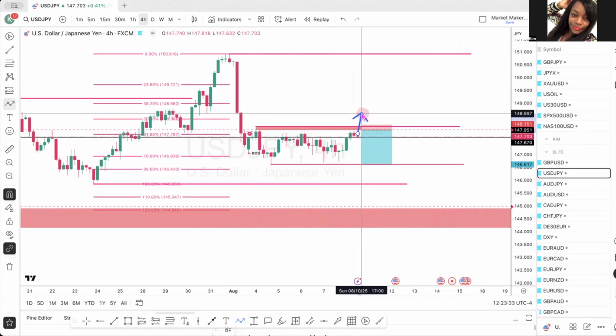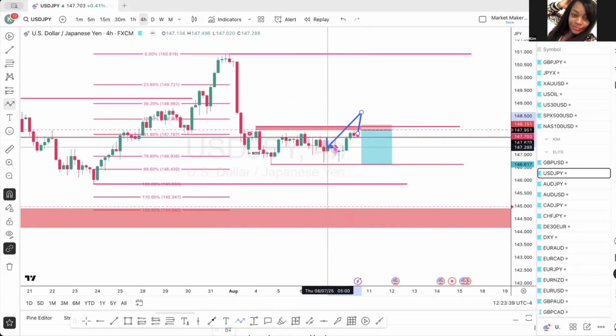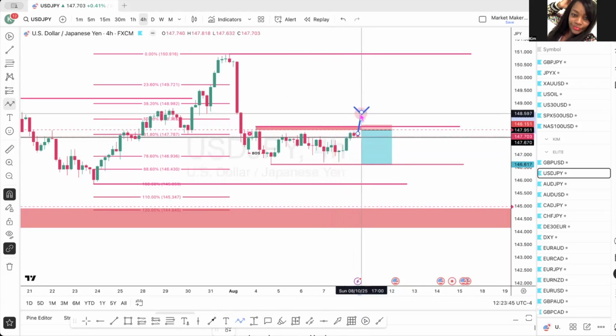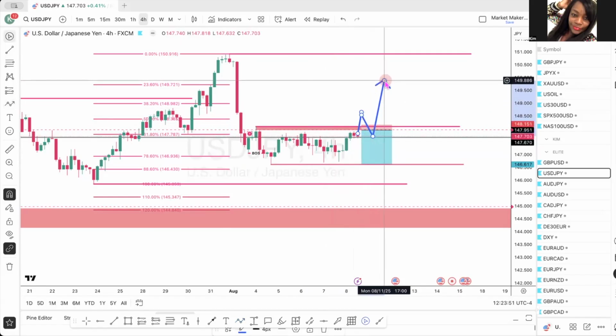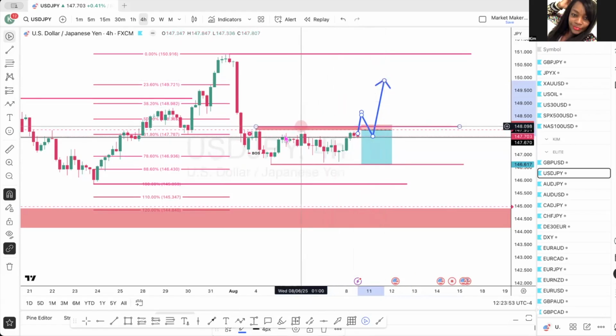If price closes above here on the 4 hour, because I'm on the 4 hour time frame, if price closes above here on the 4 hour, then I'm expecting a pullback to then start buying up, right? But based on market structure right now, I'm looking for price to pull back and start selling down.